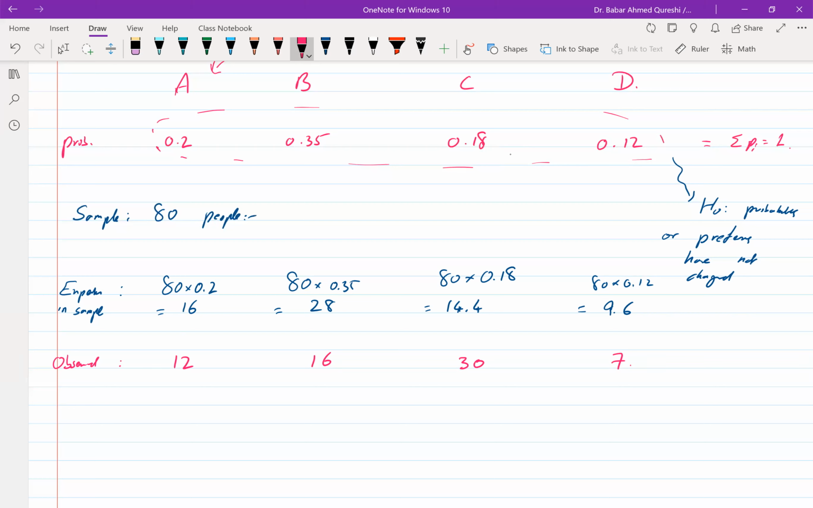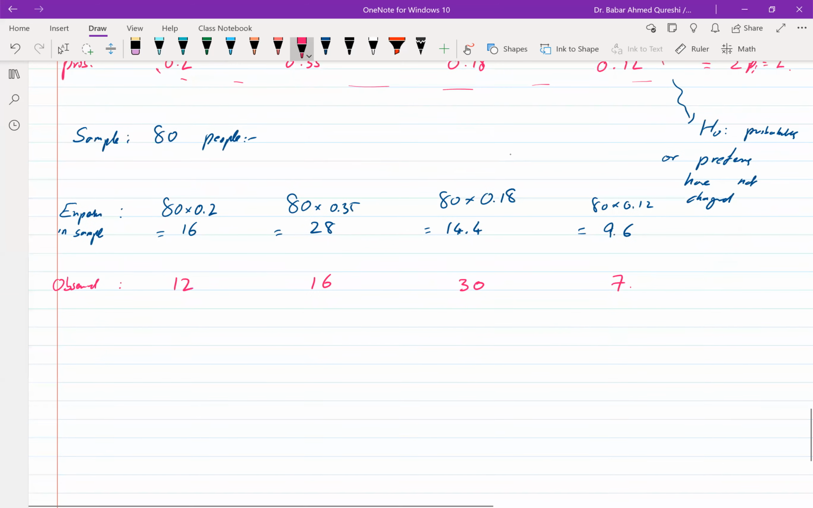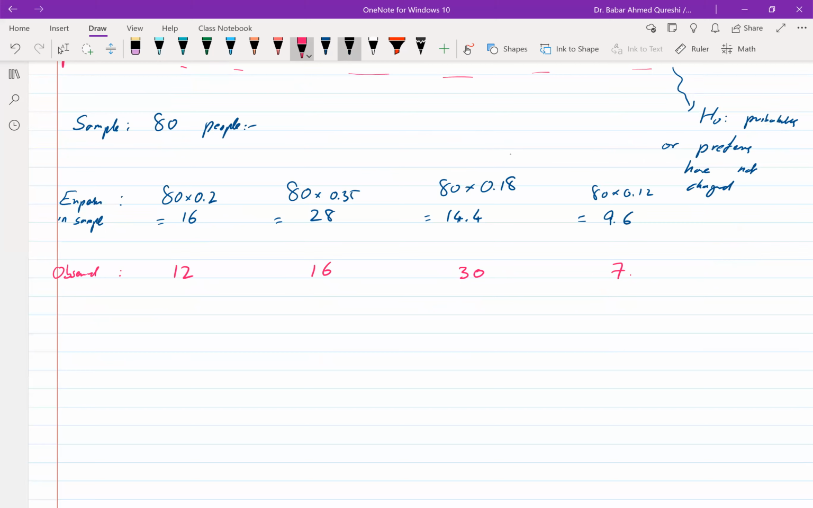So first of all, you should notice that since the expectation values are greater than 5, I can do the chi-square testing. And to do the chi-square test, I have to compute chi-square. This time it's a variable with 3 degrees of freedom because I have 4 categories. And I just make this difference.